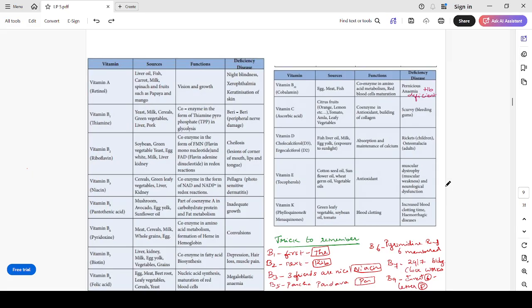Yes, ma'am, somewhat. Do you want me to give the mnemonics or can you manage it on your own? I can manage it on my own. So this tabular column is provided in NCERT. It's a must for you to learn their names and the deficiency diseases. Okay.